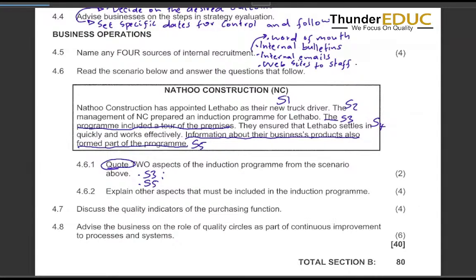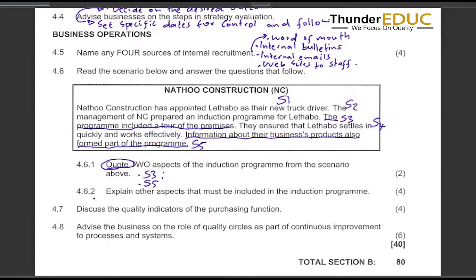Remember, grade 12, I told you that you should always make sure that you understand the expectation of each and every action verb, because the moment you fail to understand or interpret the action verb, then you are going to face some sort of difficulties or challenges. Okay, right. Now moving on to question 4.6.2, it reads as follows: explain other aspects that must be included in the induction process. Other aspects that should be included are an overview of the business and also safety regulations and rules.